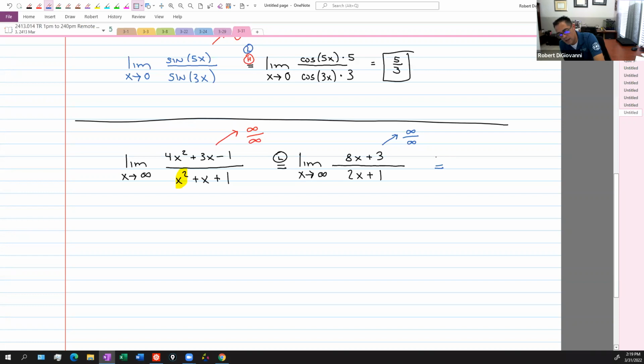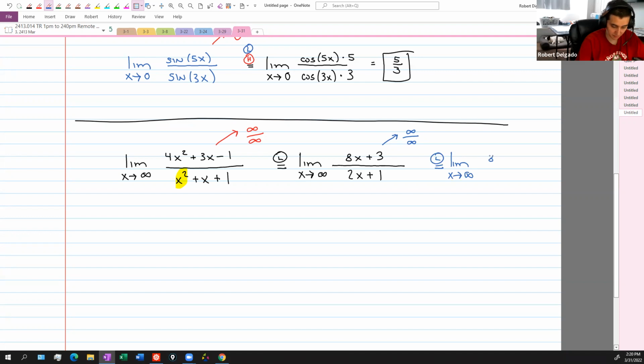So now, again, by L'Hopital's rule, derivative of the top, 8. Derivative of the bottom, 2. Okay, you have no more x's, right? So now it doesn't matter what x is going to. Your answer is 4.